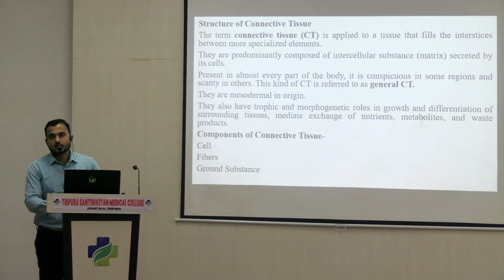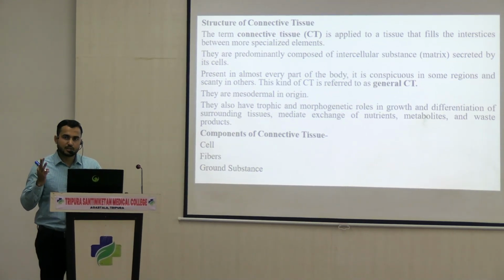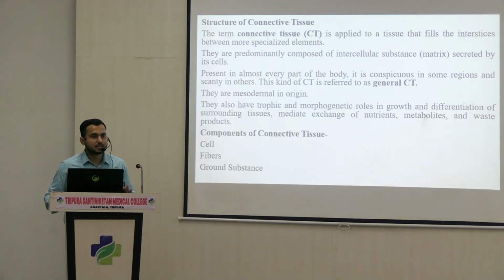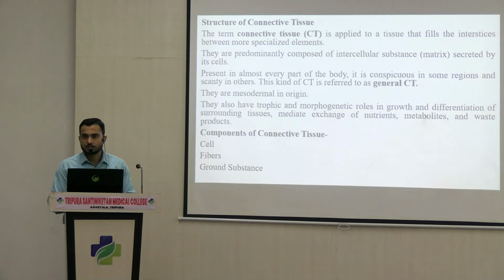Next, if you see the structure of connective tissue, three components are there. That means in order to understand the connective tissue, you have to know that it is made up of three components. What are those three components? Cells, fibers, and ground substance.